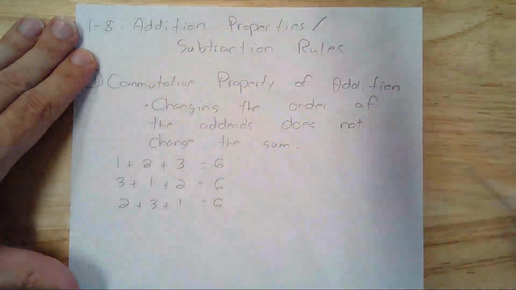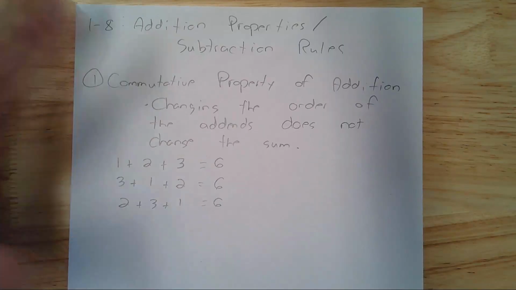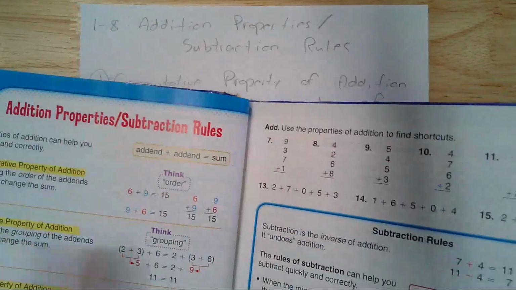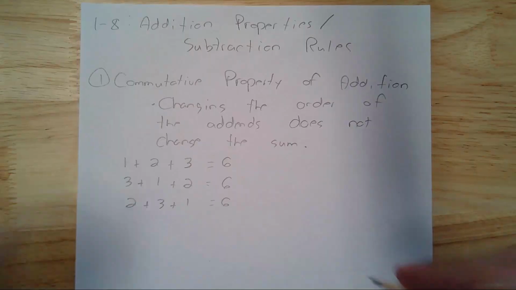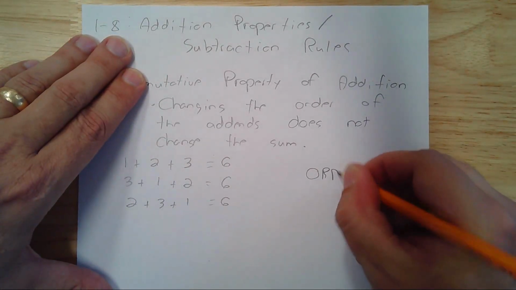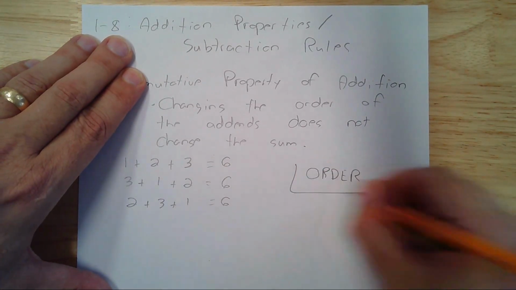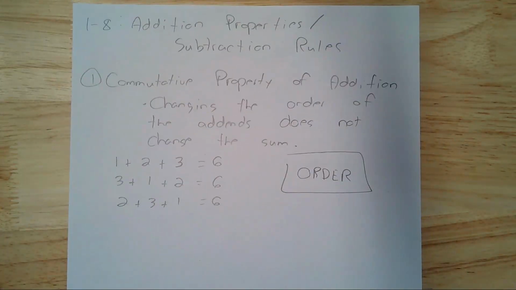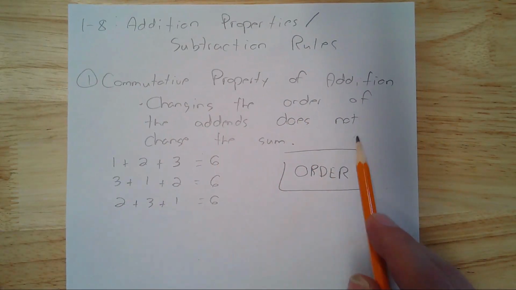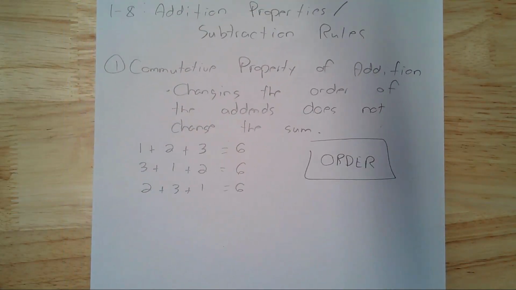So when we're saying the commutative property, the $1 million word to remember is order. The order that I do things does not matter. The order of the addends does not matter. We still get the same answer. And I say it a lot to the older kids: 3 plus 2 plus 1 is the same thing as 1 plus 2 plus 3, which is the same thing as 2 plus 3 plus 1. That's the commutative property in a nutshell.